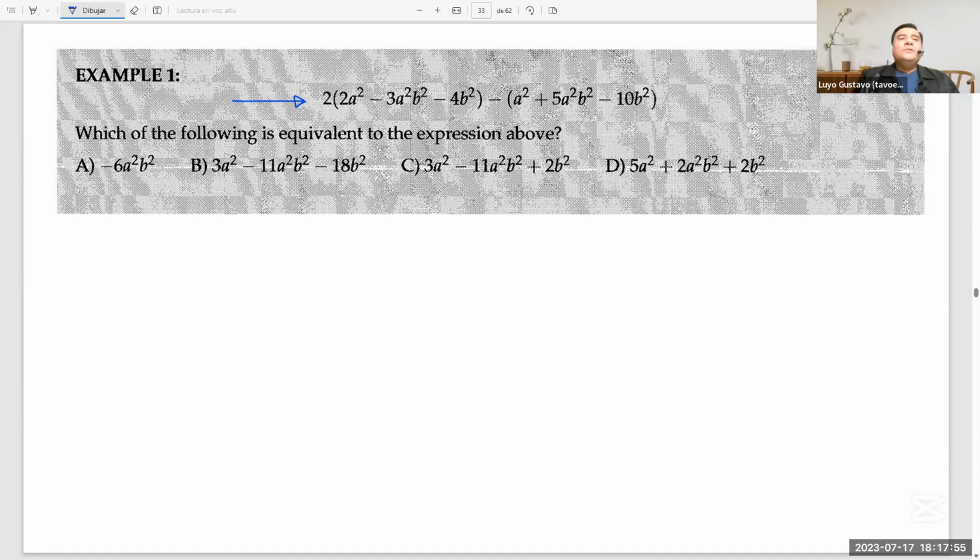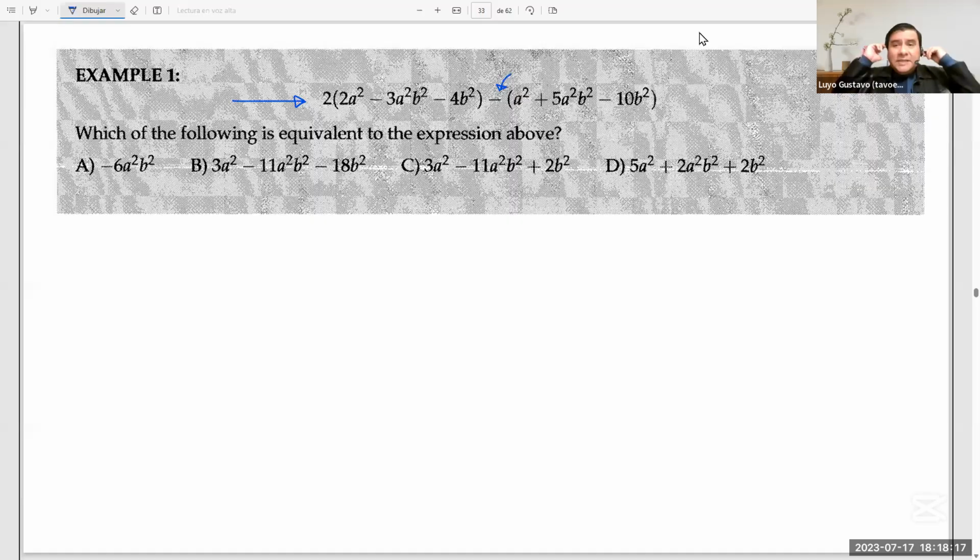Okay, so how do we do this? First step is to get rid of the parentheses, right? So you can multiply 2 by all the terms in the first set of parentheses. Then to eliminate the second pair of parentheses, you can just change the sign of all the terms inside the parentheses because of the preceding negative sign, right? It would be something like this.